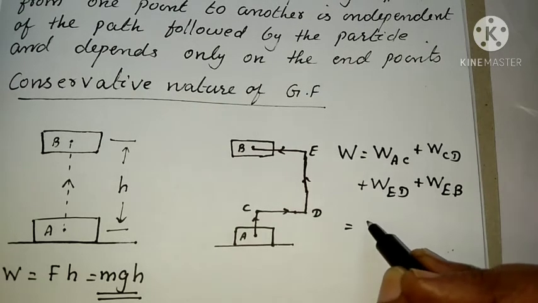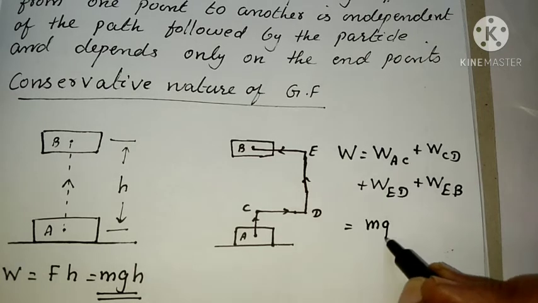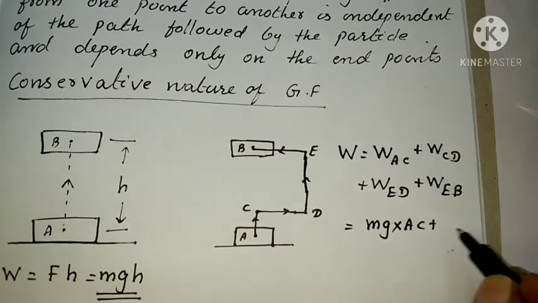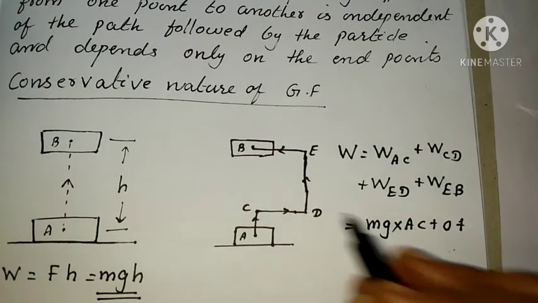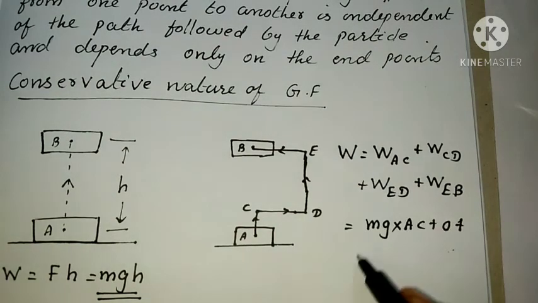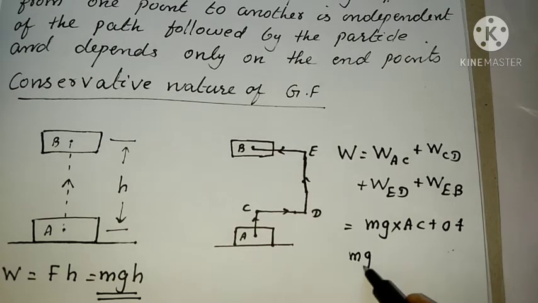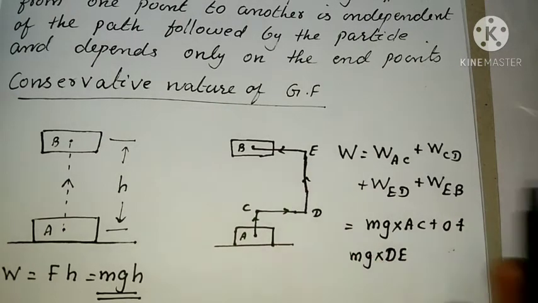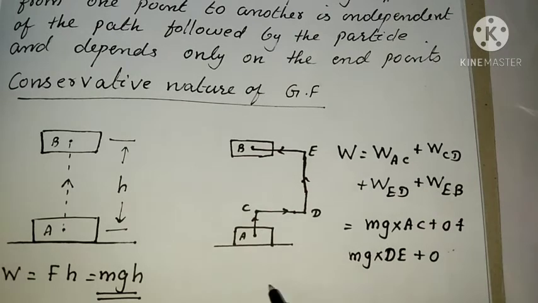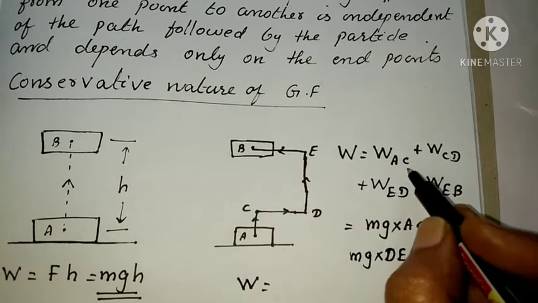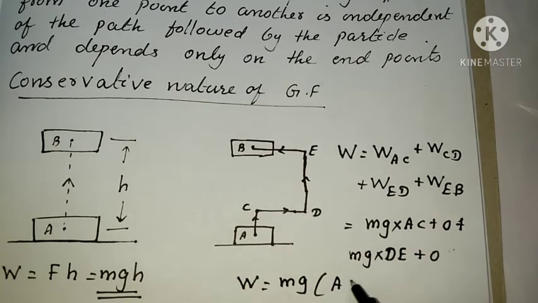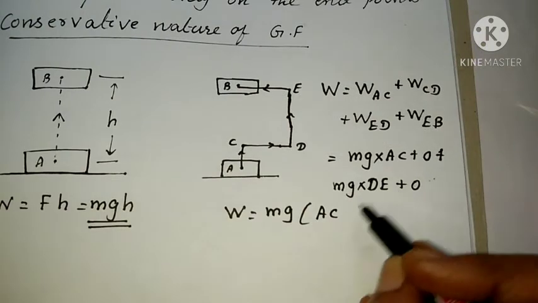What is the work done along the path AC? It is equal to the force into distance, that is mg into AC, plus the work done along the path CD, which is equal to 0, plus the work done along the path DE. It is the same as along the path AC, that is mg into DE. And the work done along the path EB is equal to 0. So what is the total work done here? That is mg into AC plus DE.